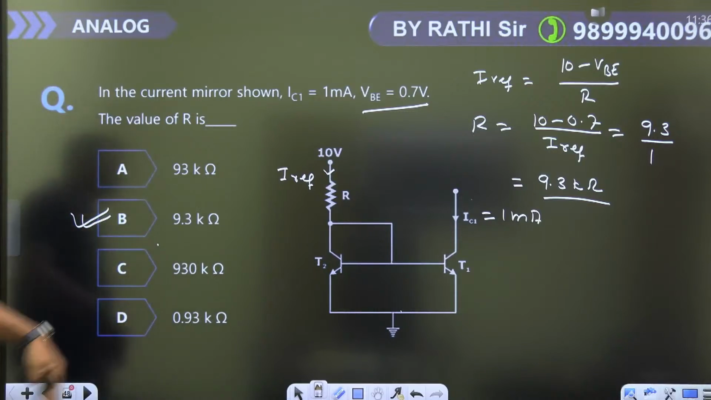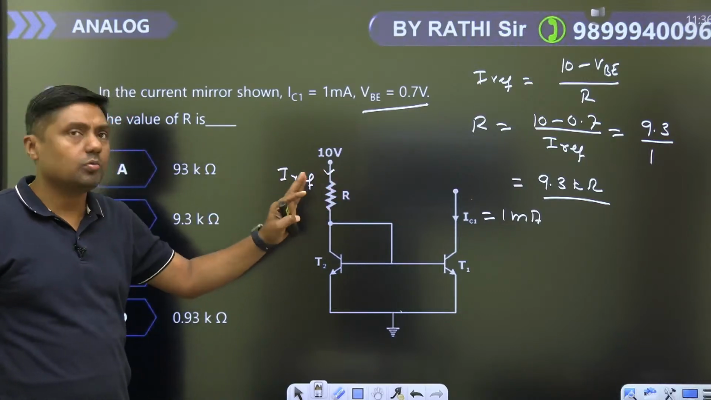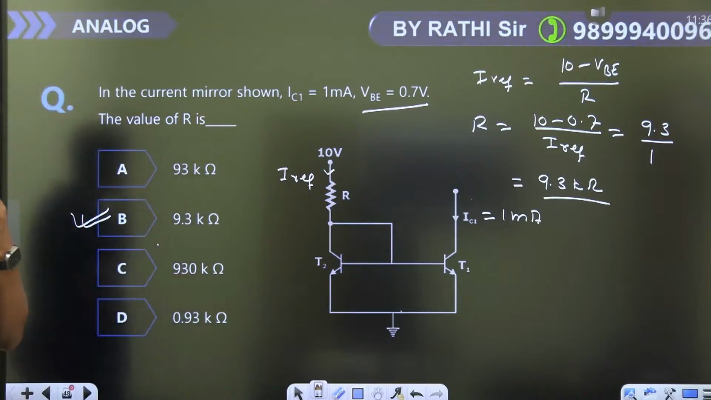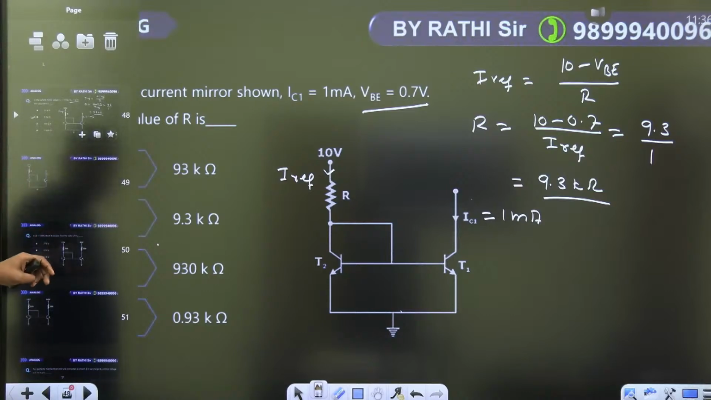तो वही है I reference का जो फॉर्मूला है, I दिया हुआ है, दोनों इक्वल होते हैं. अगर आपने क्वेश्चन को घुमा दिया तो आप R की वैल्यू भी फाइंड कर सकते हो, 9.3 किलो ओम. यह है एक क्वेश्चन करंट मिरर सर्किट पर, on the current mirror circuit guys.